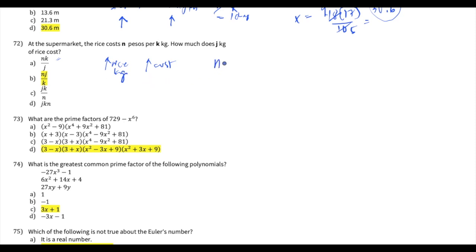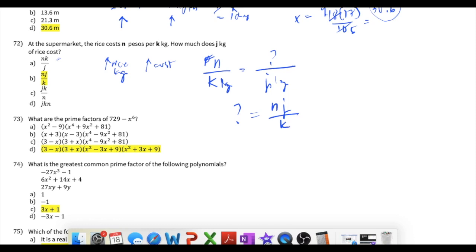So, N pesos over K kilogram, right? This is just equal to, hindi natin alam yung cost, so let's write question mark for J kilogram. So, to get the question mark, we have N times J over K, or simply multiply both sides by J. So, the answer here is letter B.